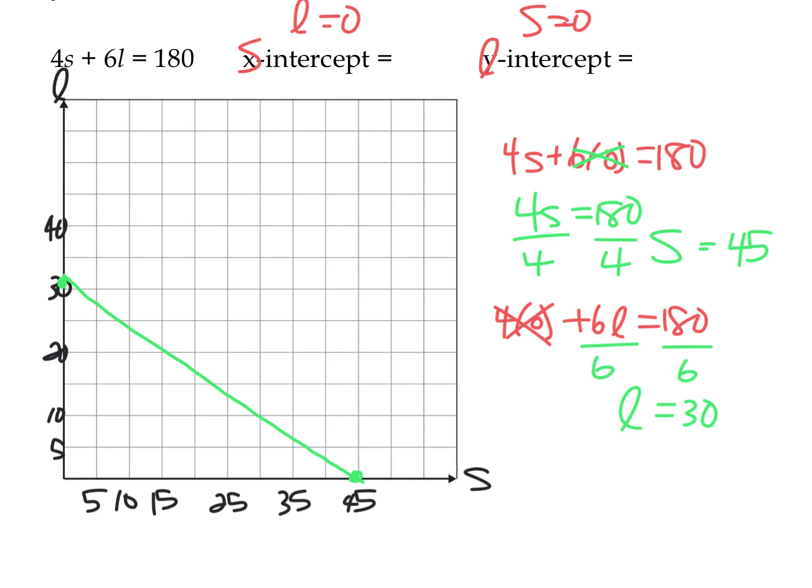Well, every other point on that line is also a combination of numbers of tables that would work for this situation. Remember, the graph is all of the points that are solutions to the equation. So these are all points that would solve this equation. This whole graph is points that would solve this equation.